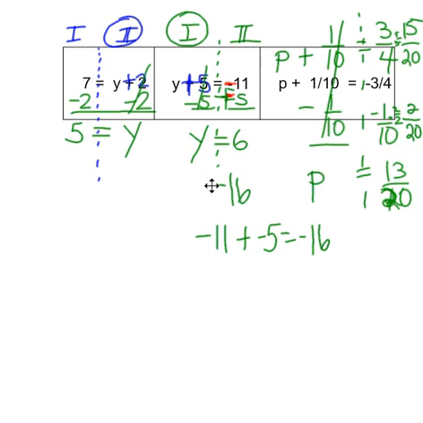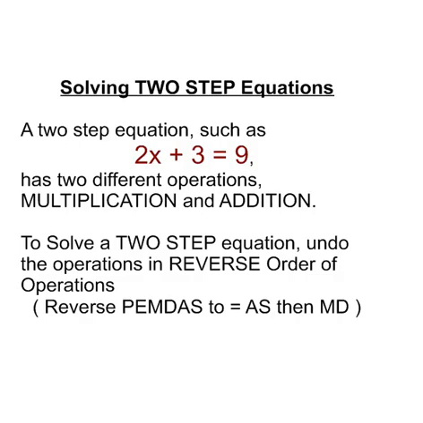All right, we're going to move on to today's lesson, which is on two-step equations. It's important to understand that a two-step equation, such as 2x plus 3 equals 9, has two different operations, multiplication and addition. Now, not all two-step equations will have that. Some will have subtraction and division, for example, a half x minus 3 equals 12. The key is that all two-step equations have two operations that you have to perform in order to solve it.